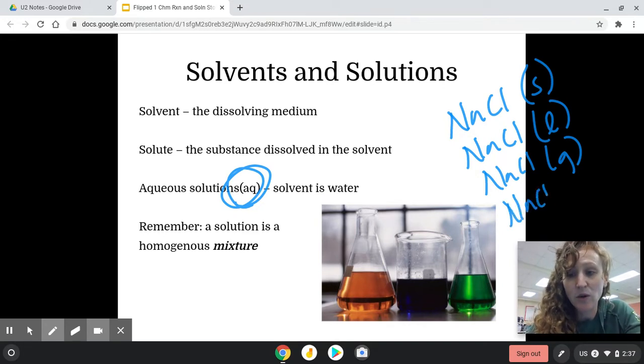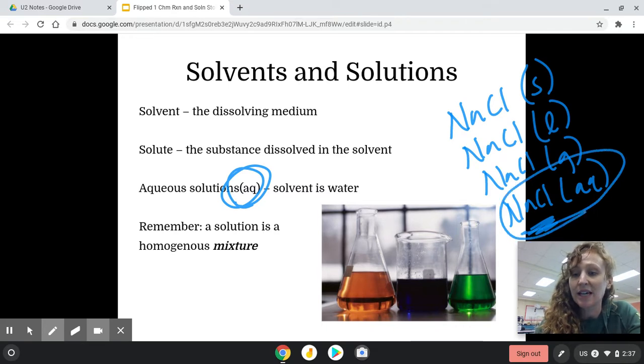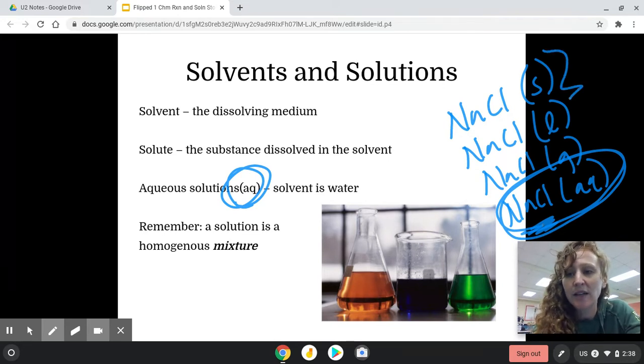Now we have a fourth one, which is this aqueous form. So if NaCl is our solute and it's dissolved in water, we're going to list it as aqueous. And we do this because it doesn't nicely fit into any of these other three categories. When you dissolve sodium chloride into water, you have a liquid, but your sodium chloride isn't liquid. Your sodium chloride is technically solid, but it's not a solid crystal.